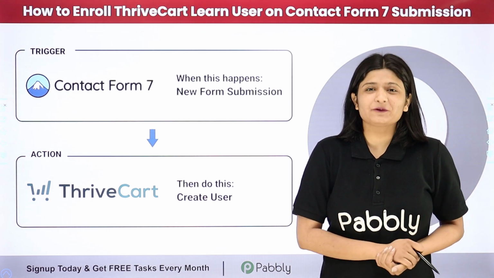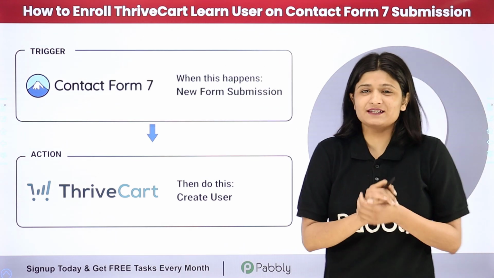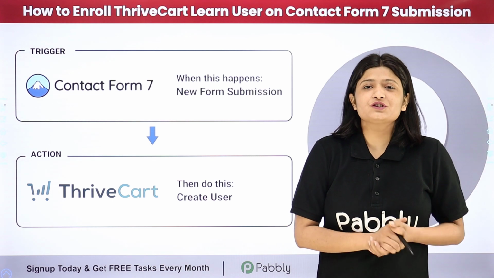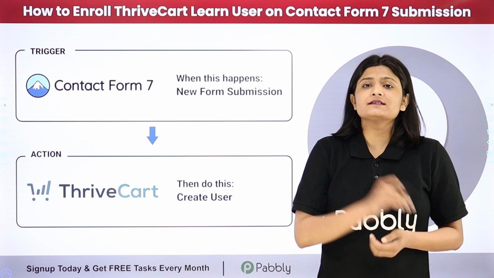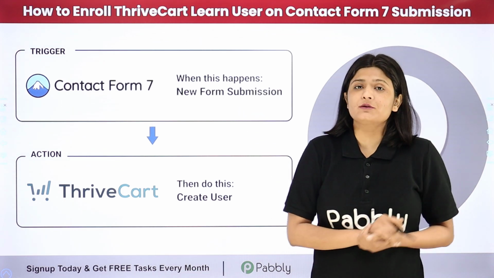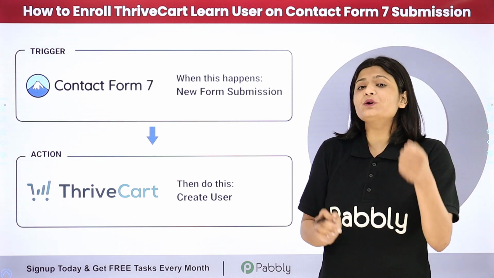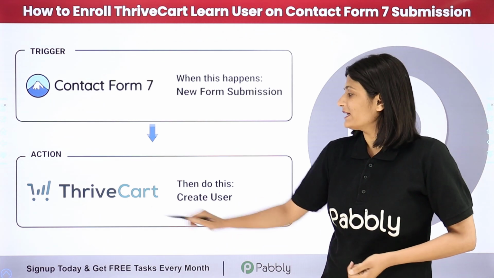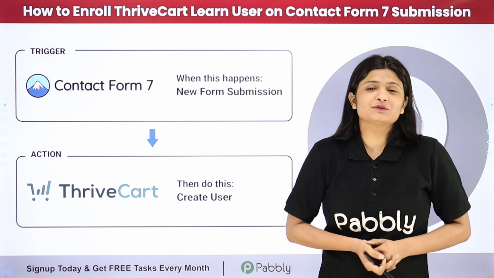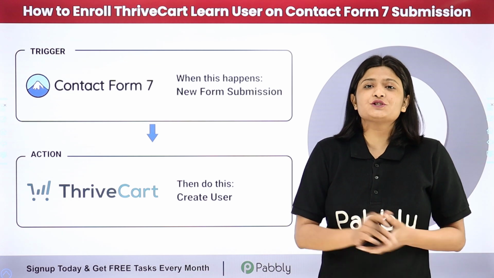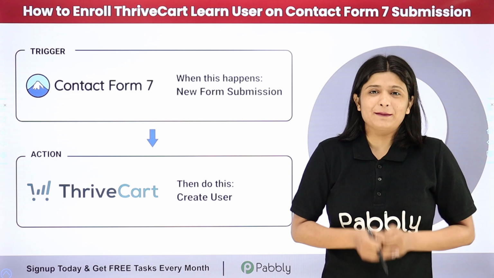In this video, we are going to learn how to enroll Thrivecart Learn user on Contact Form 7 submission. So let's suppose I am a digital product creator and I am collecting all my leads who are interested in this course with the help of Contact Form 7. Now I want that whenever a new submission happens, it should be automatically created as a user in my Thrivecart Learn. Now doing this manually will be a very tedious and time consuming task, so I am completely going to automate this process, and to do this automation I am going to use Pabbly Connect.